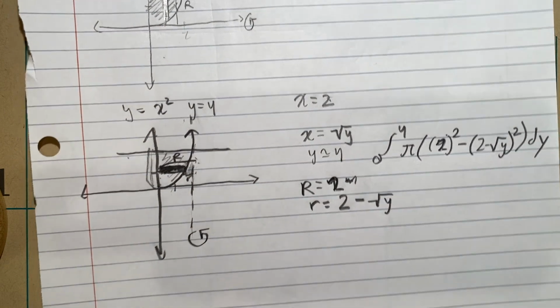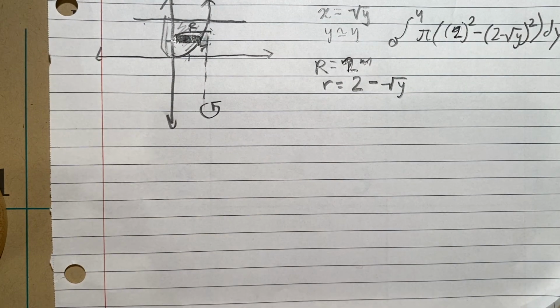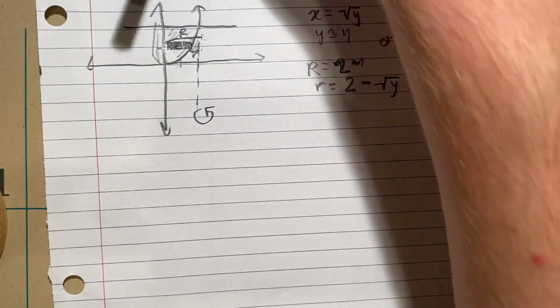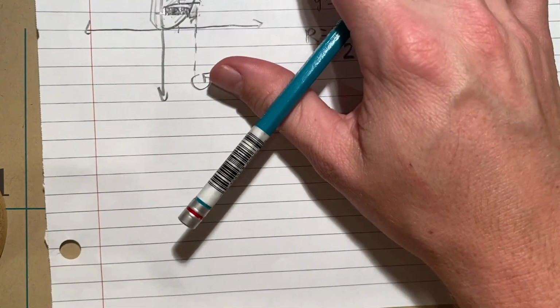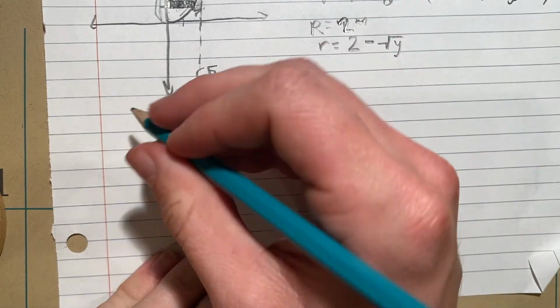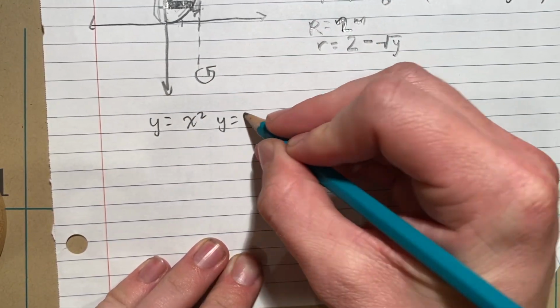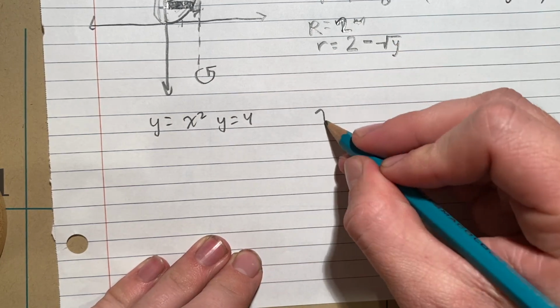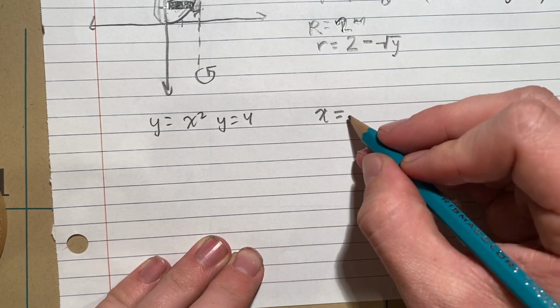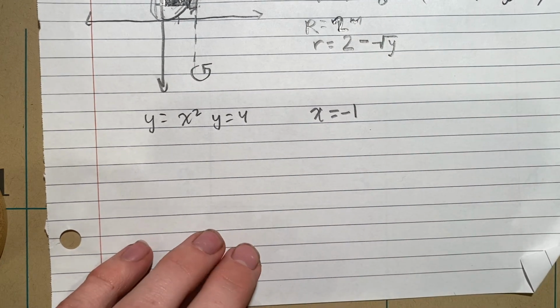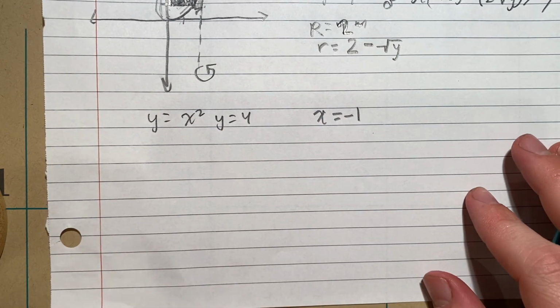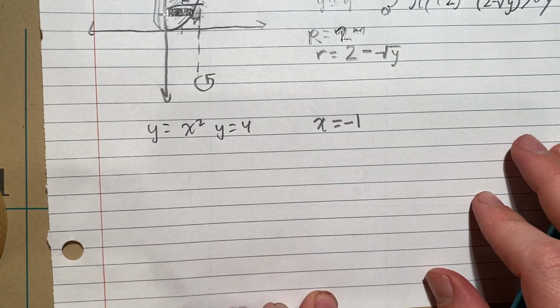And the last one I'm going to do is the last kind of tricky idea. This up here. It's going to be y is equal to x squared. y is equal to 4, just like the previous. But x is going to be equal to -1. So now this is going to be tricky because we're looping around a completely different side.